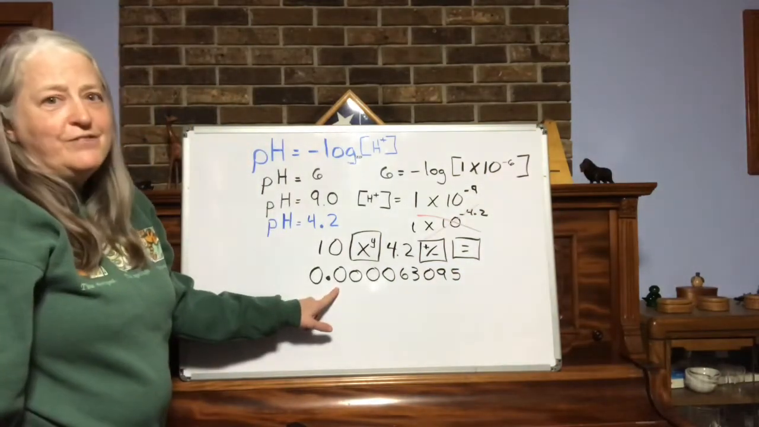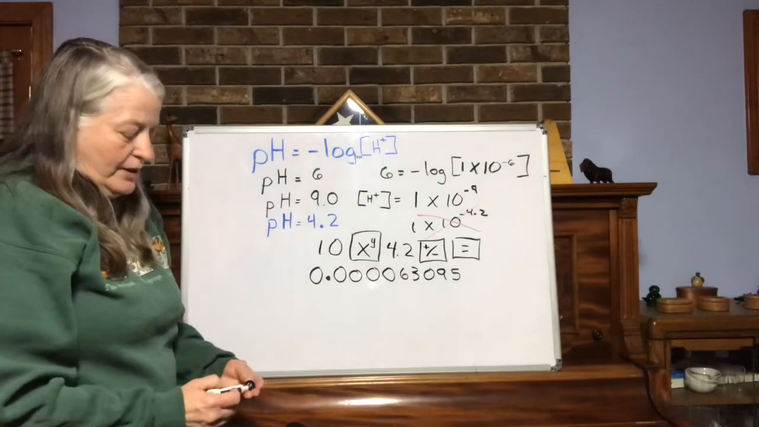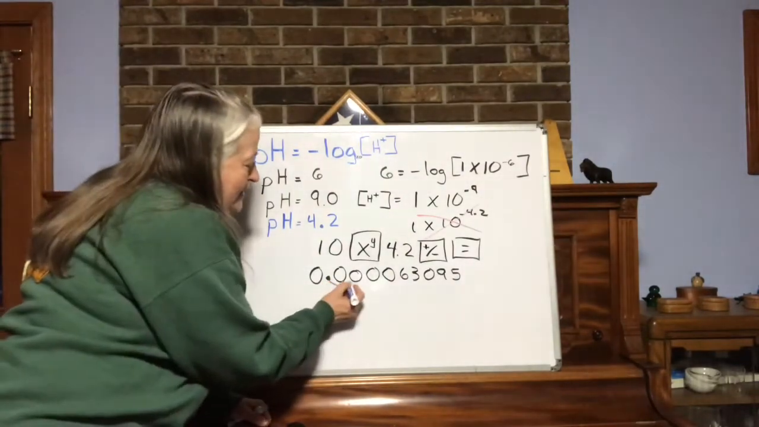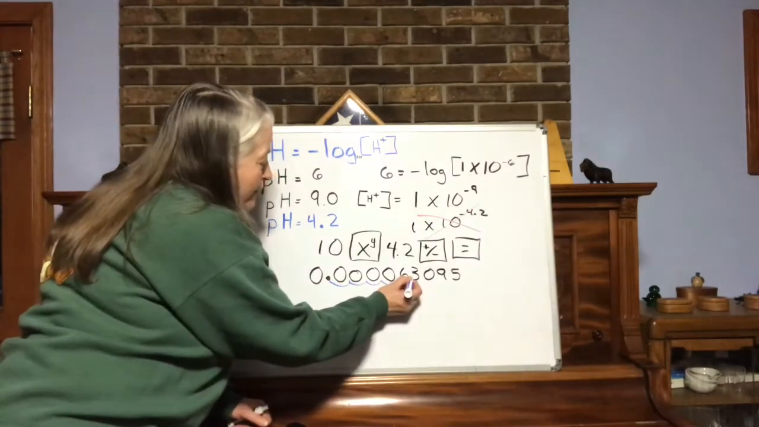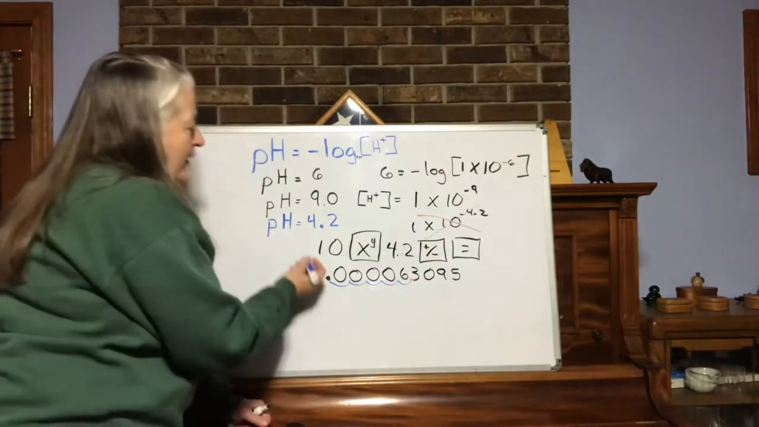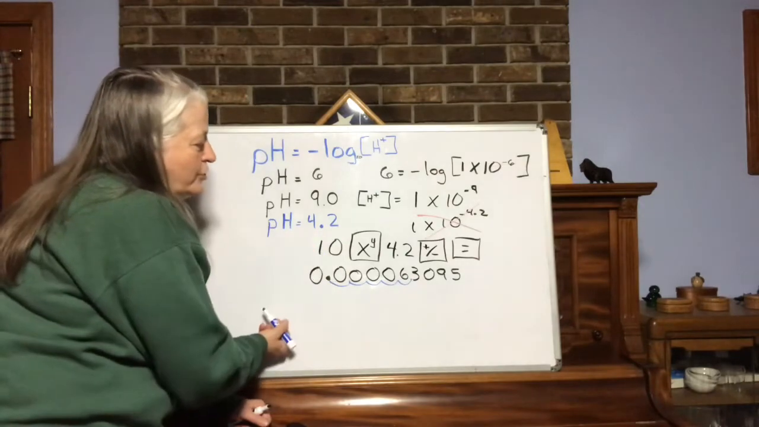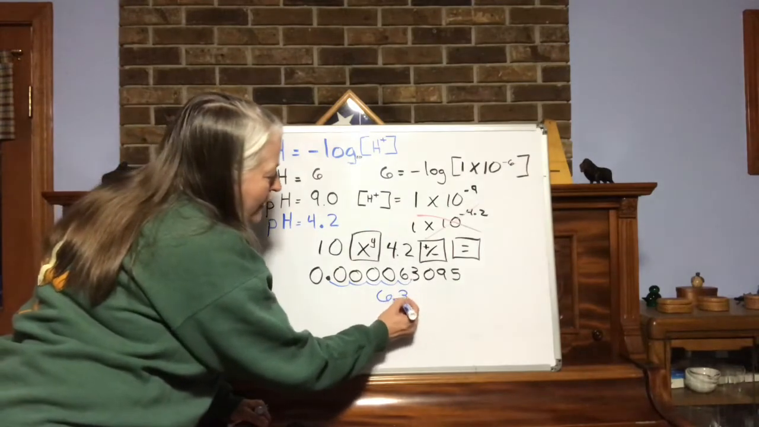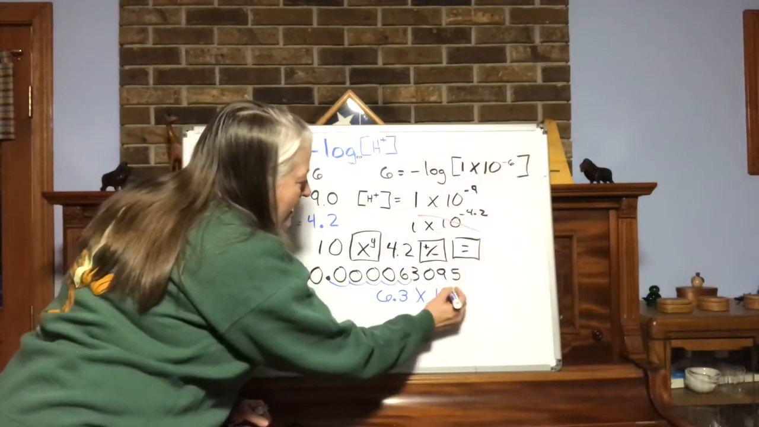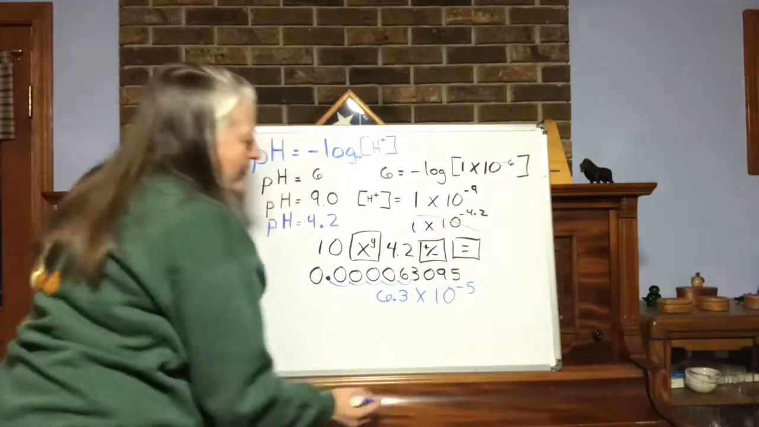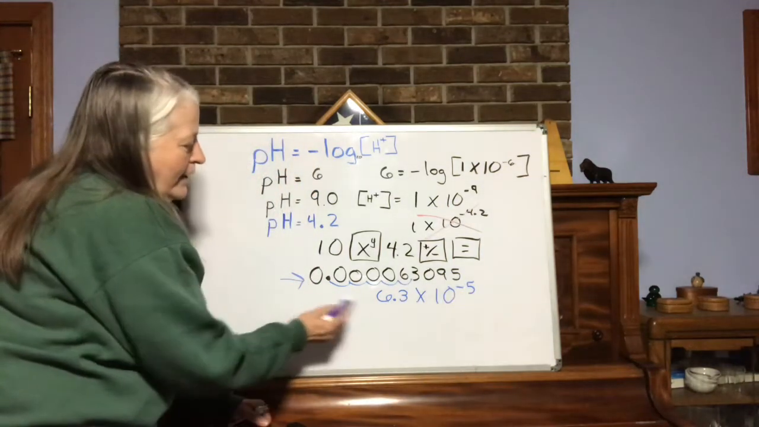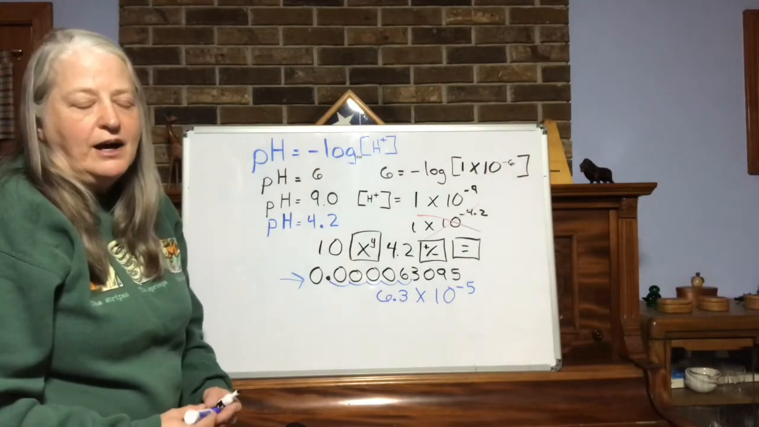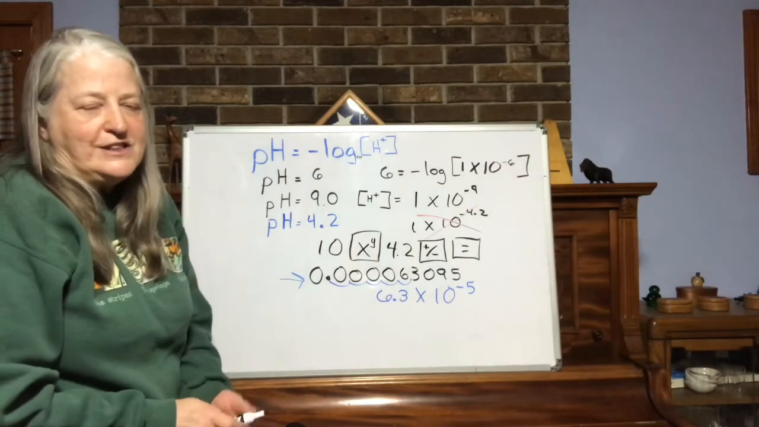I can then just convert this to scientific notation. You guys remember how to do that? We're just going to say I'm moving my decimal 1, 2, 3, 4, 5 places. Because I started with 2 digits, I'll use 2 significant figures in my mantissa: 6.3 times 10 to the negative 5. I've just taken this number here and put it in scientific notation with 2 significant figures.